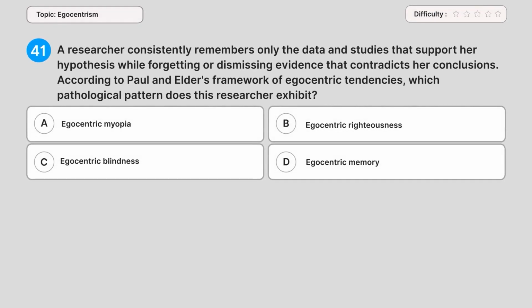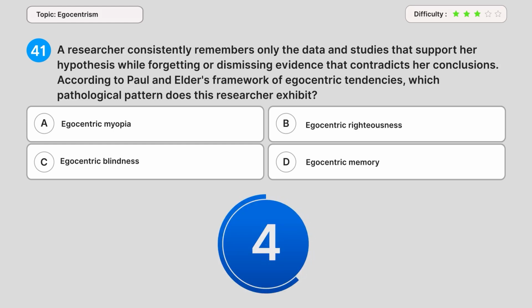41. A researcher consistently remembers only the data and studies that support her hypothesis, while forgetting or dismissing evidence that contradicts her conclusions. According to Paul and Elder's framework of egocentric tendencies, which pathological pattern does this researcher exhibit? A. Egocentric myopia. B. Egocentric righteousness. C. Egocentric blindness. D. Egocentric memory. What do you think is the answer?